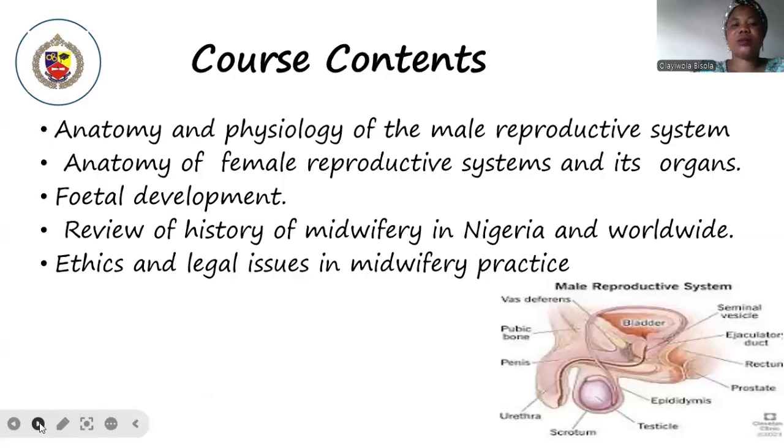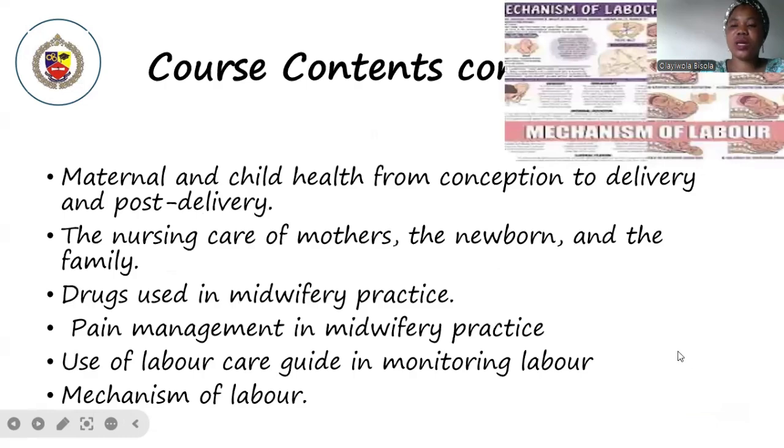The contents. This semester, we'll talk about the anatomy and physiology of the male reproductive system. You can see this image, which is showing us the anatomy of the male reproductive system, especially both the internal and external structures. You can all see that this is the penis, this is the scrotum, the urethra that carries the urine, the pubic bone, the vas deferens, the bladder, seminal vesicles, ejaculatory duct, and so on.